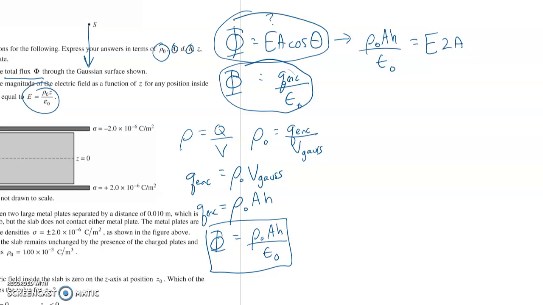Those are the only two things that have flux passing through them. And so it looks like A is going to cancel out. And this simplifies to E is equal to rho 0 H over 2 epsilon naught. The only problem here is notice that H doesn't appear in this answer, but Z does appear. So we've got to substitute H with some form of Z.